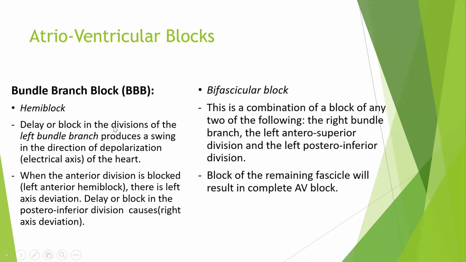Hemiblocks, all right, like the left bundle branch also divides into anterior and posterior divisions, okay? And when you have a delay or block in the division of the left bundle branch, it produces a swing, all right, in the direction of the depolarization of the heart along the electrical axis. If it is the anterior division of the left bundle branch that is blocked, you have the left anterior hemiblock, all right? And on your ECG, you'll see a left axis deviation.